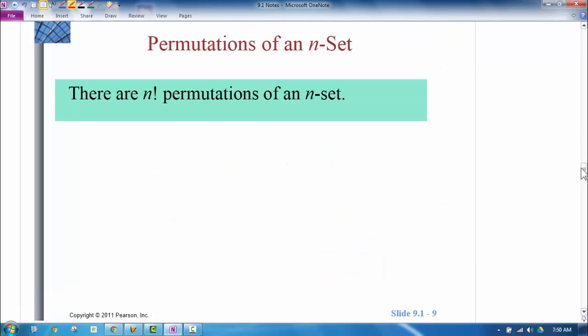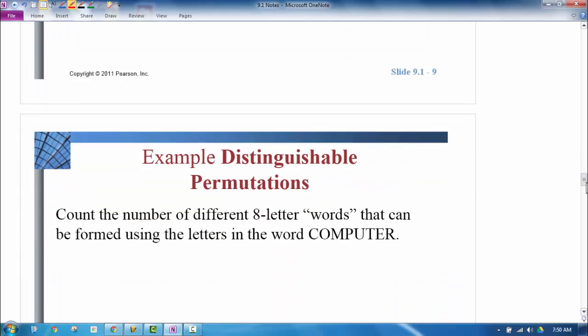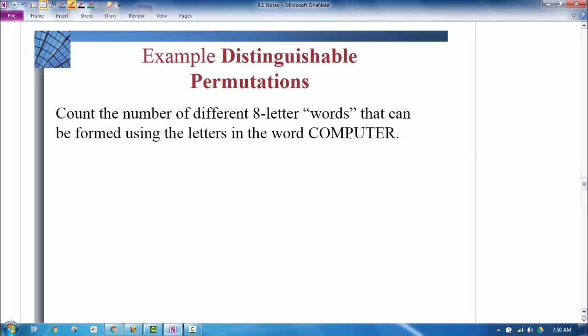Okay, let's look at permutations then. The book says there are n factorial permutations of an n set, so let's look at an example of that. Let's say we want to choose an 8-letter word. We've got 8 letters to deal with here, and we want to know how many words can be formed. Now, these aren't actually words in the dictionary, just how many combinations of these letters can we make, basically.